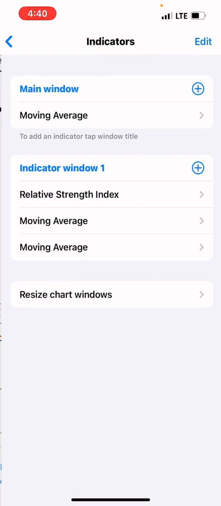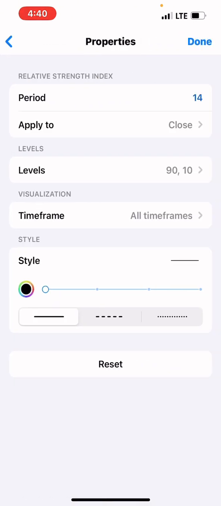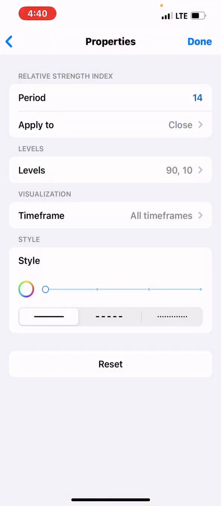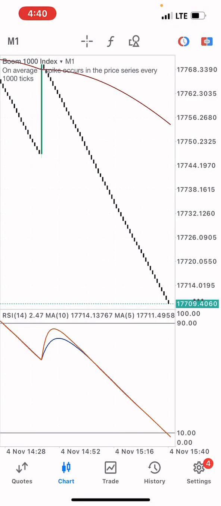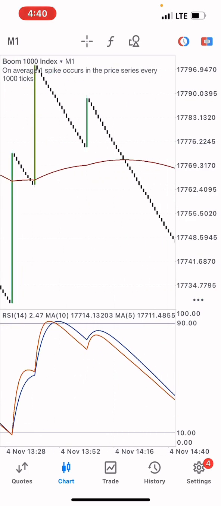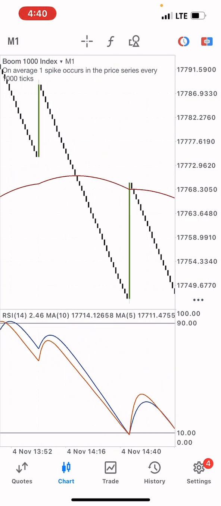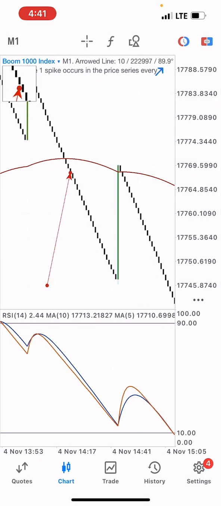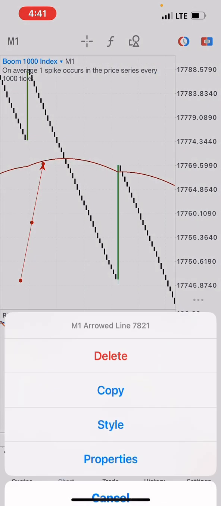All right, if we go back to the relative strength index, the style here, you don't necessarily need to make it pop on your charts, so it won't be confusing. Click done when you're done with that, and you would have the two moving averages running across the indicator window, and the first moving average, the 200, running across the main chart. Okay, that's it.